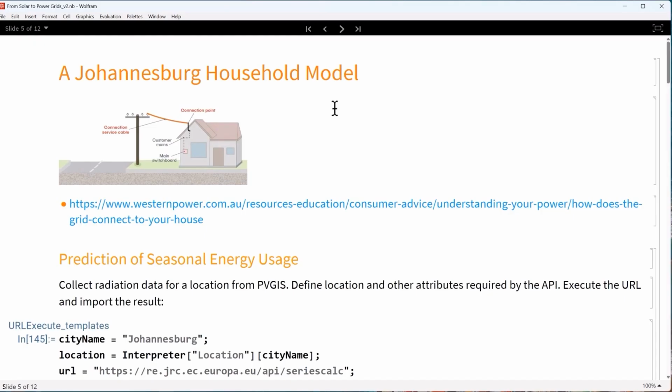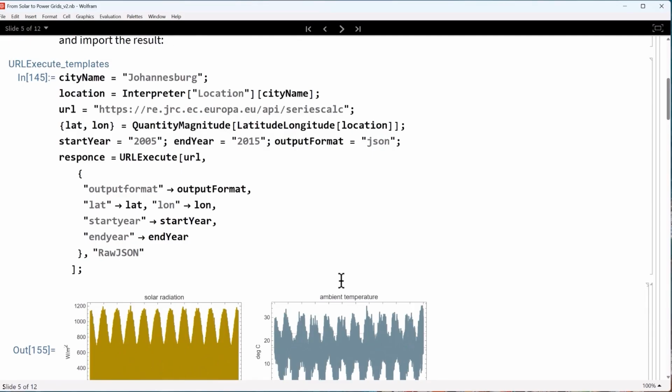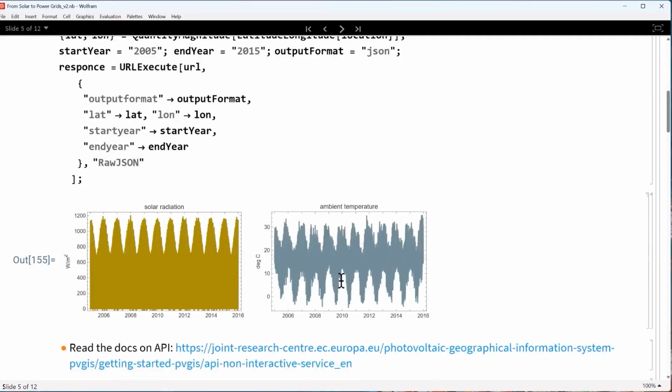Let's explore our use case through a household in Johannesburg. Before we look for solutions to improve reliability, it's important to first understand the electricity demand and identify the main contributors. Climate plays a big role here, influencing seasonal heating and cooling needs. So, let's start by gathering data for Johannesburg. Using the Wolfram language, we can easily connect to open data sources like PVGIS to extract solar radiation and temperature information for the region.